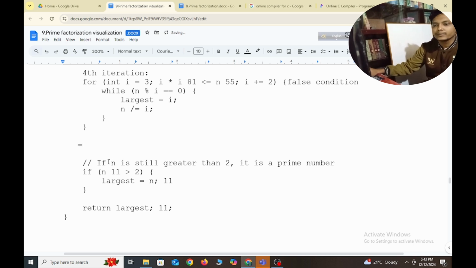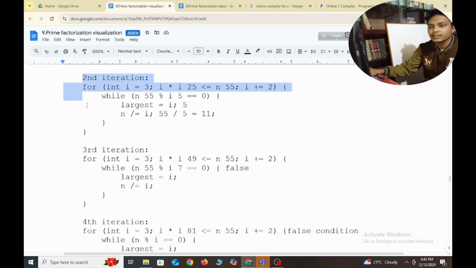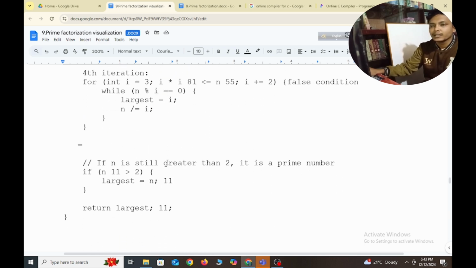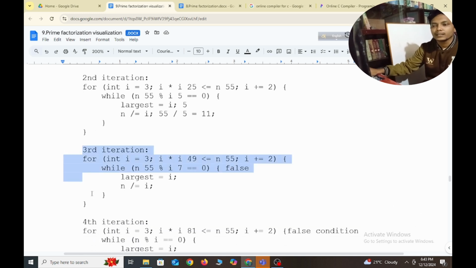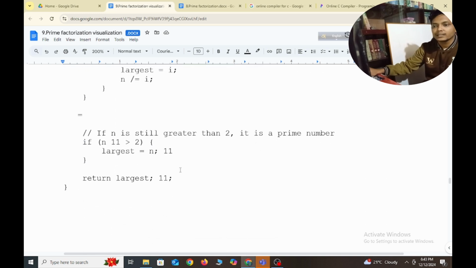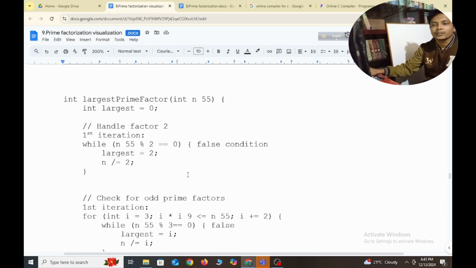Okay, so now we have if n is still greater than 2. So what was our n, guys? Our n was 11, right? In the second iteration, our n was 11, and after the second iteration, we couldn't get any appropriate condition to get a new result, right? For n is 11 now, then we will return 11. So this is what happens, guys. This is how you can get the largest prime factor of any number, right?